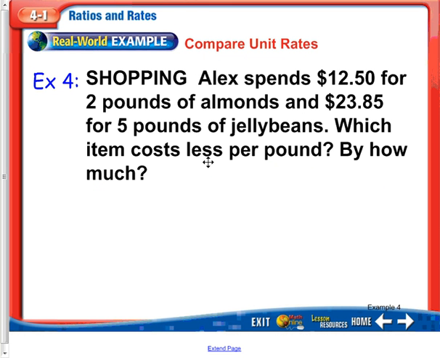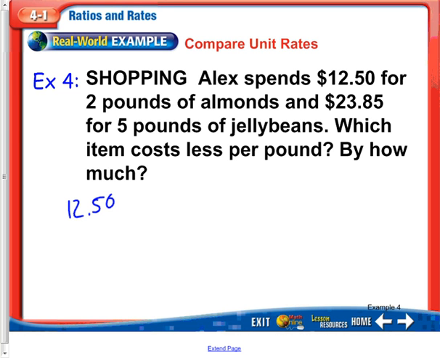For example 4, Alex spends $12.50 for 2 pounds of almonds and $23.85 for 5 pounds of jelly beans. So which item costs less per pound? By how much? So this is one of those problems where, if you're going shopping, you want to find out maybe a better deal. Maybe you can get a better price or a better rate if you buy in bulk. Sometimes people go to Sam's Club for that reason. They're actually maybe spending more, but per ounce or per package, they're getting it for less. So we need to figure out which one is a better deal here.